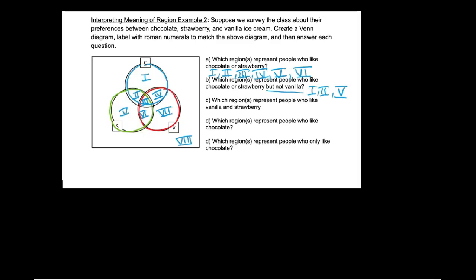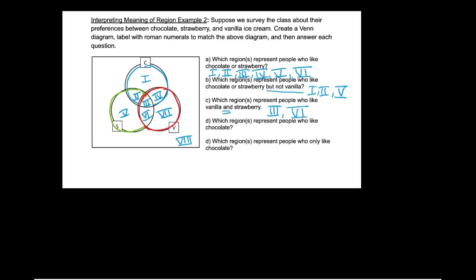And question 3, which regions represent people who like vanilla and strawberry? So when you see an and, we're looking at the part of the diagram where it has to have both vanilla and strawberry. This is different than or, where we're okay with either or both. So and means we're going to make sure that we're inside of the vanilla and strawberry circles. So it looks like just this part right here where vanilla and strawberry overlap. And so that would be, I know it's a little hard to see, but there's a 3 there in the center. So it would be region 3 and then region 6.